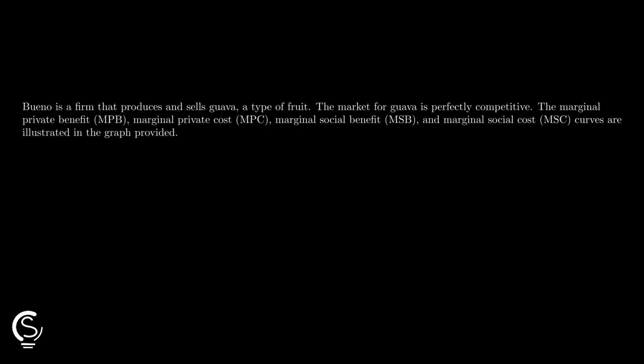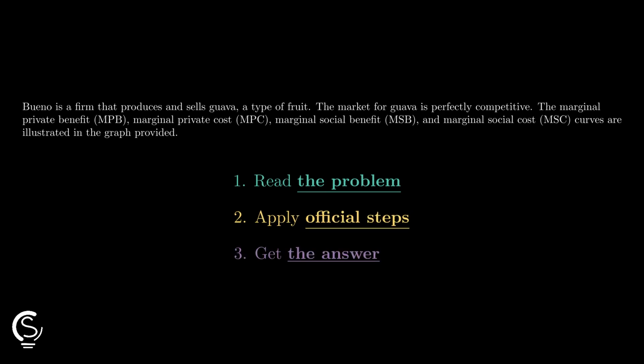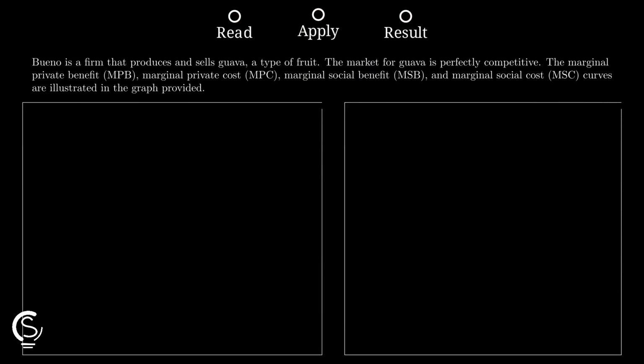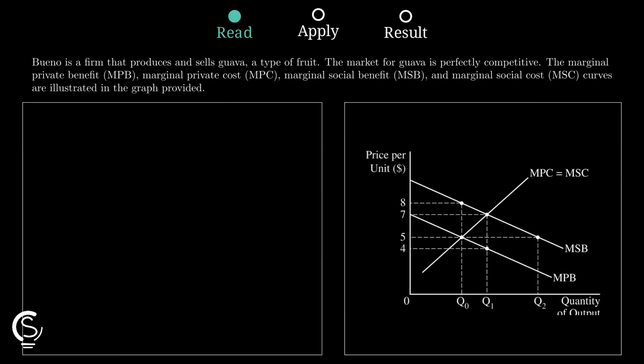I got your back. The graph represents a positive externality in consumption because the marginal social benefit, or MSB, is greater than the marginal private benefit, or MPB. The vertical distance between MSB and MPB at Q0, MSB equals 8 and MPB equals 5, so MEB equals 8 minus 5 equals 3. The market equilibrium occurs where MPB equals MPC, corresponding to a market price of $5.